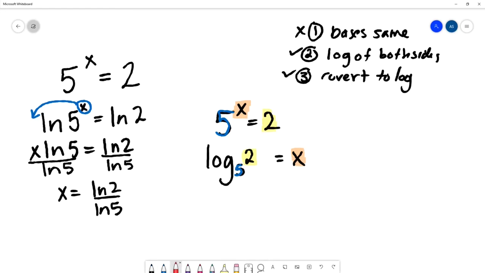So even though these answers look a little bit different, they're equivalent to each other. They're the same decimal approximation. Log base 5 of 2 is the same thing as natural log of 2 over natural log of 5.